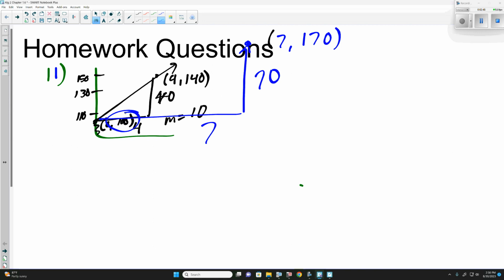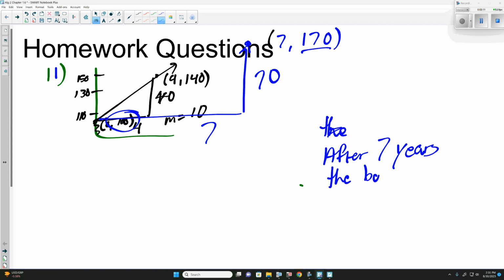Now we correct it by saying, instead of saying 70, it should be 170, because his statement was what again? The slope of the line is 10, so after 7 years, the balance is 170. So when it says correct it, all we're doing is whatever they got wrong in their statement, we're fixing it.